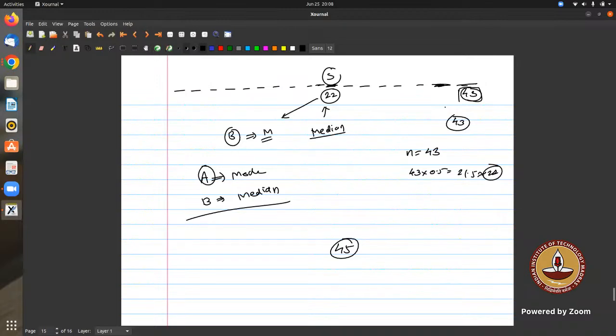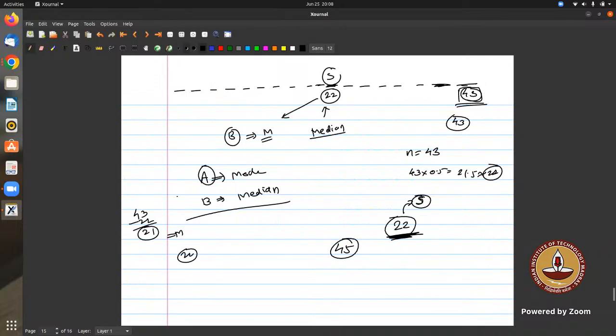No, sir, I didn't get it. Okay, let's say 22 players have jersey size S. So out of 43, 22 are having size S. This is clearly a mode, right? No other size can be a mode, because 43 minus 22 is 21. So let's say M is equal to 21 completely.